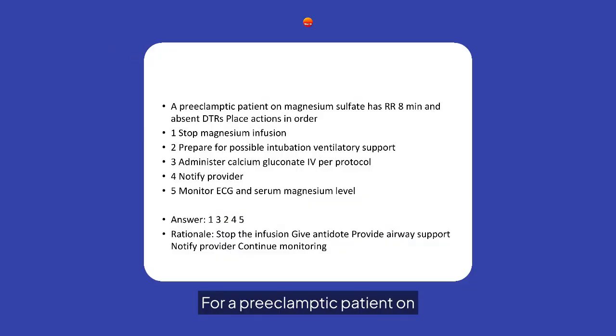For a preeclamptic patient on magnesium sulfate with respiratory depression, the first step is to stop the magnesium infusion. Follow with calcium gluconate administration, prepare for intubation, notify the provider, and monitor ECG and magnesium levels.